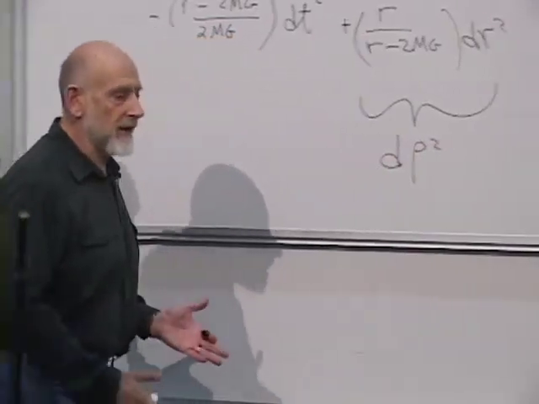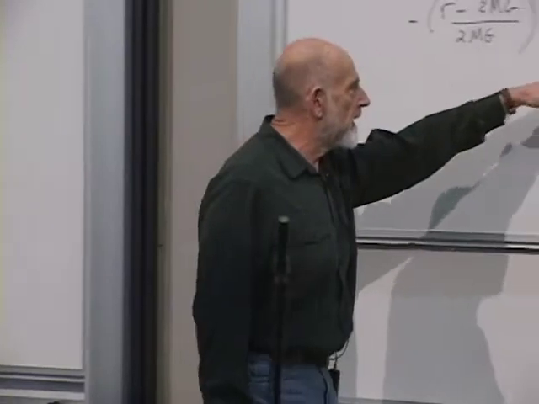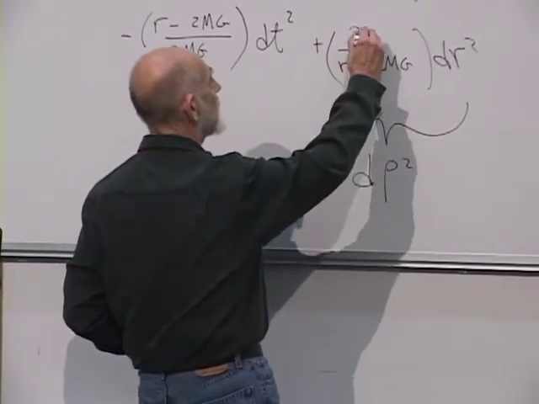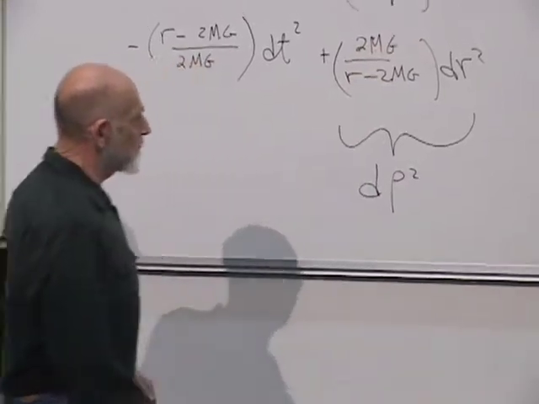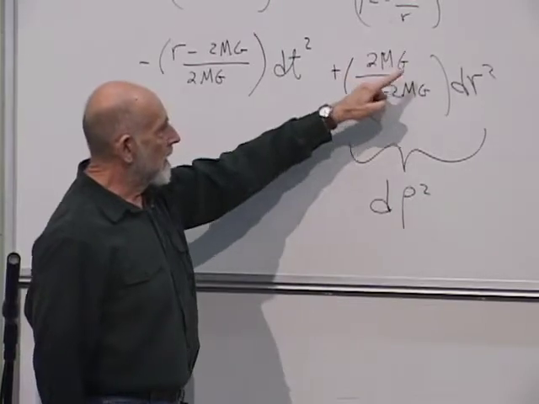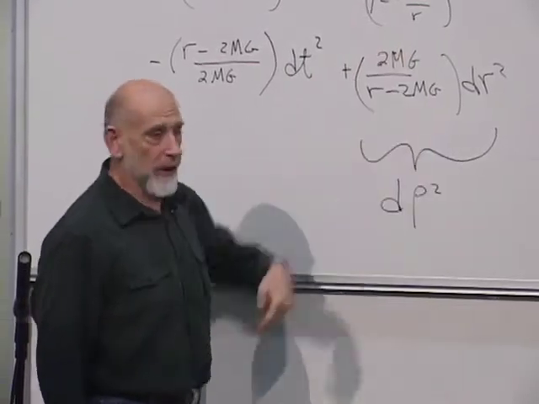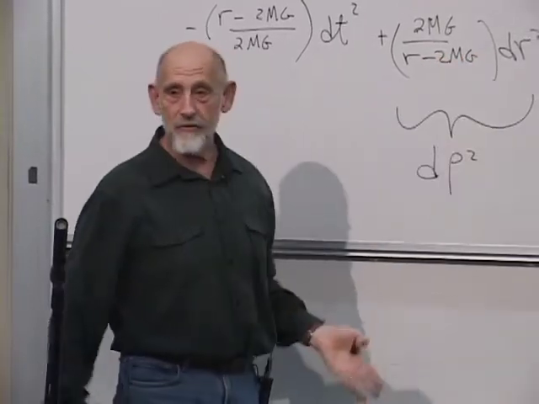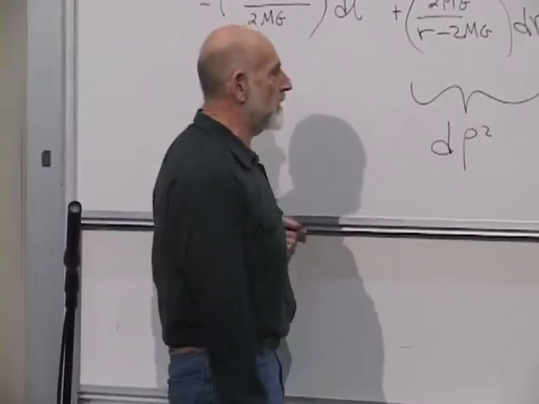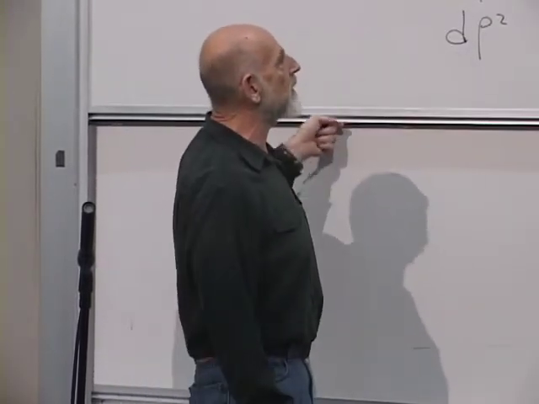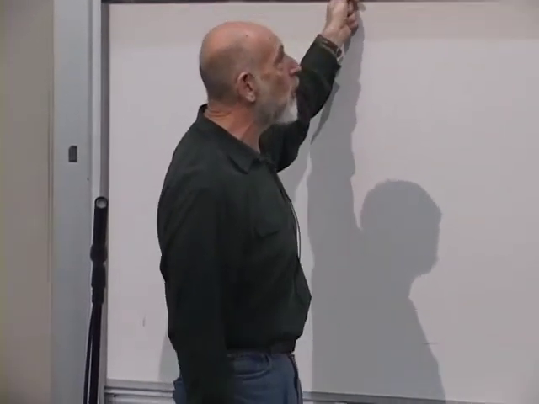Now, how can I do that? How can I say that r minus 2mg, whatever it is here, this should be 2mg here, right? 2mg in the numerator. How can I do that? Well, I haven't told you what rho is yet. So until I tell you what rho is, there's no contradiction. Maybe rho is related to r in such a way that this makes sense. So let's see if we can figure out what the relationship between rho and r is.